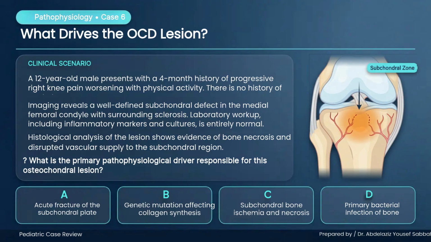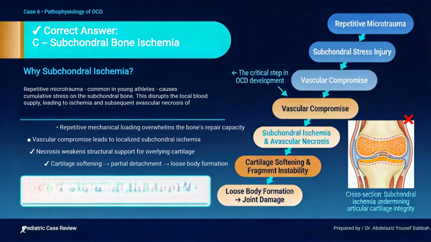Option A, acute fracture of the subchondral plate. Option B, genetic mutation affecting collagen synthesis. Option C, subchondral bone ischemia and necrosis. Option D, primary bacterial infection of bone. The correct answer is option C, subchondral bone ischemia and necrosis. Repetitive microtrauma, which is common in young athletes, causes cumulative stress on the subchondral bone. This disrupts the local blood supply, leading to ischemia and subsequent avascular necrosis of the bone beneath the articular cartilage.